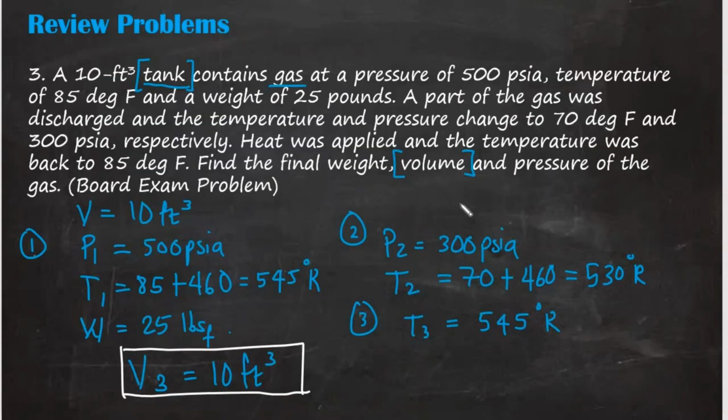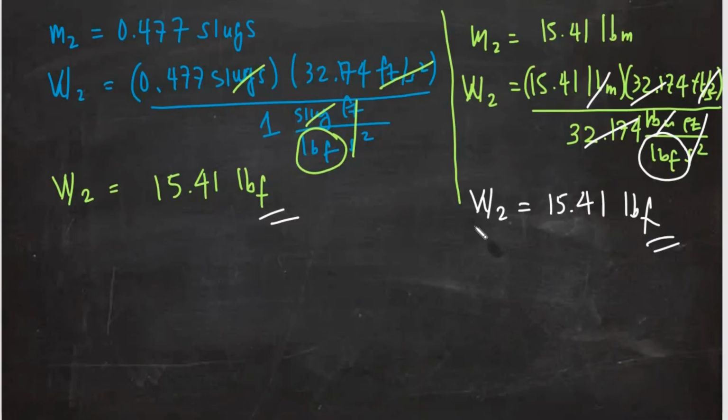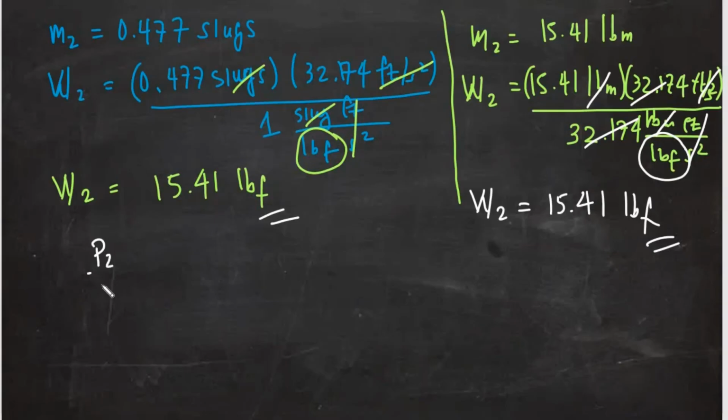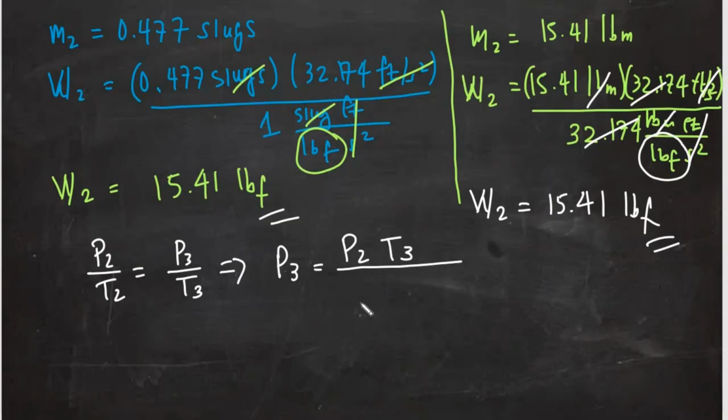So we have the weight, we have the volume, and the final unknown here is the pressure. Okay, the final pressure of the gas. Of course, the final weight of the gas is already W sub 2. Okay, this is already the final weight because from state 2 to state 3, there's no longer change in the weight of the gas. Okay, so from point 2 to point 3, we have pressure, temperature, and our volume is again constant. So the formula that we are going to use is P2 over T2 is equal to P3 over T sub 3. So from this, we'll have P sub 3 is equal to P sub 2 times T sub 3 over T sub 2.